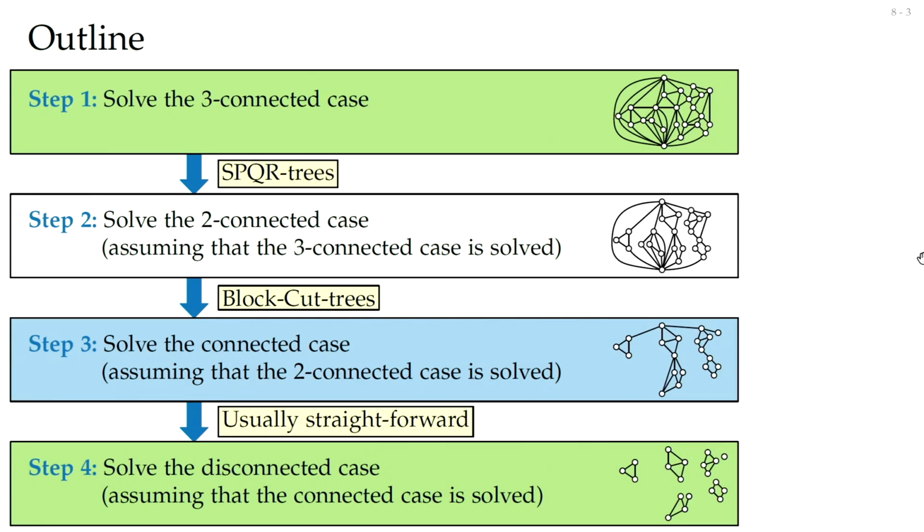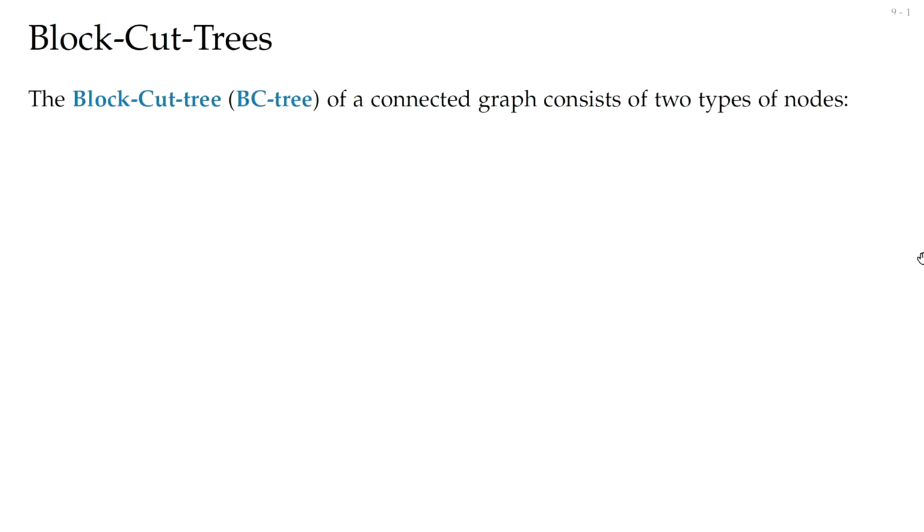So let's get to the more interesting one. Assume we know how to do the biconnected case. How can we extend this so that we can solve the connected one? And for that, we want to use the block cut trees. So first, we have to have a look at the data structure.